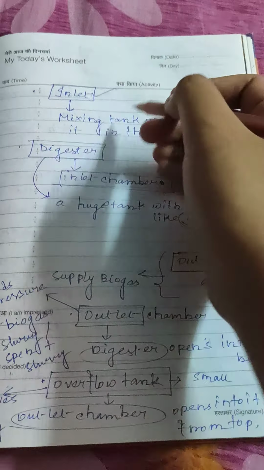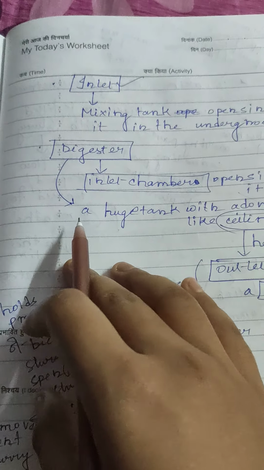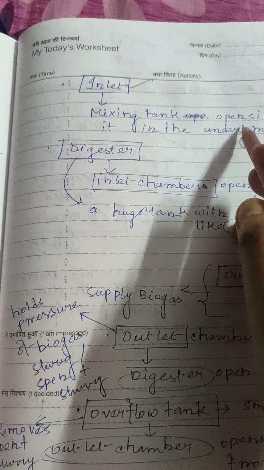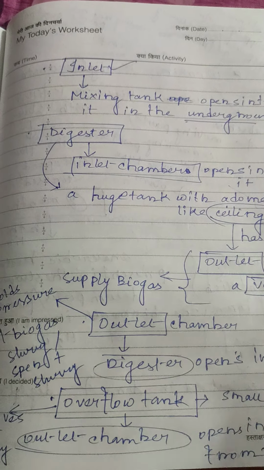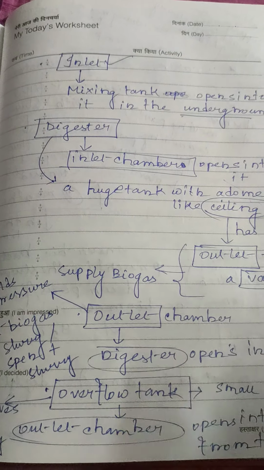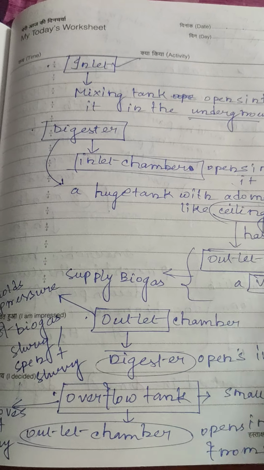Second component is the inlet. The mixing tank, the first component, opens into the inlet chamber in the underground.